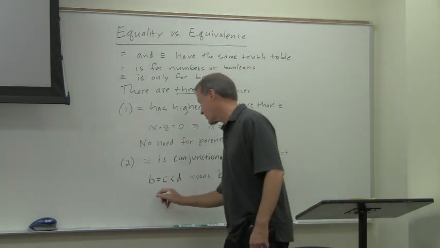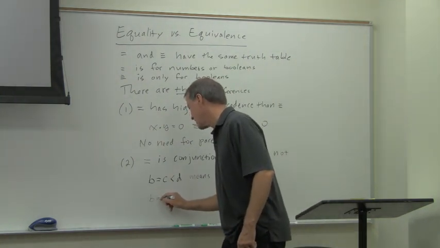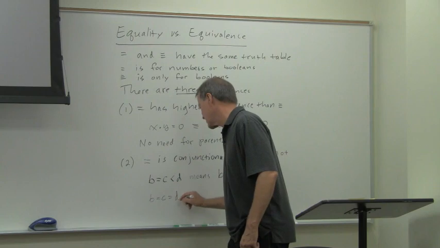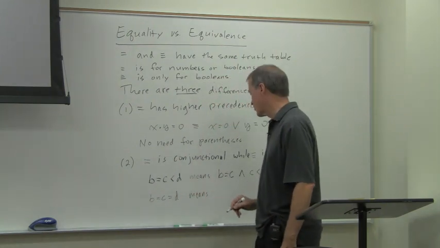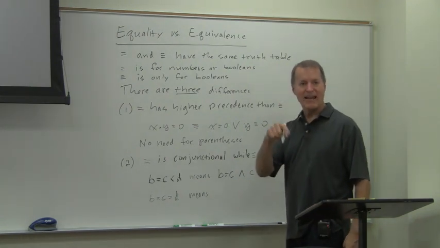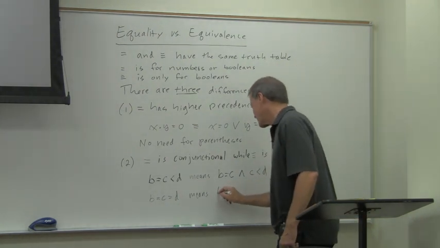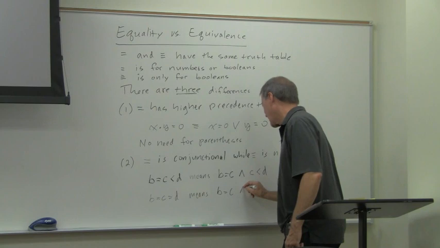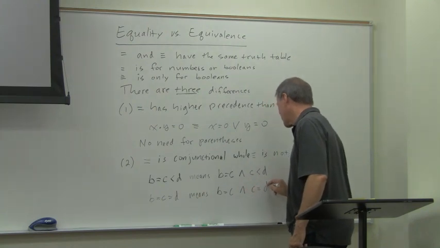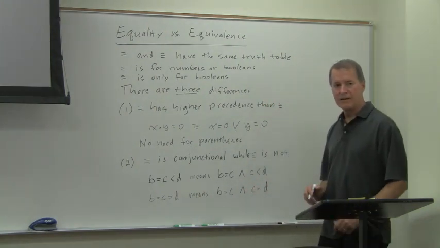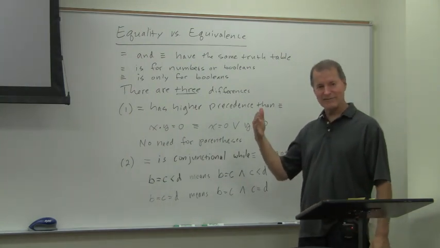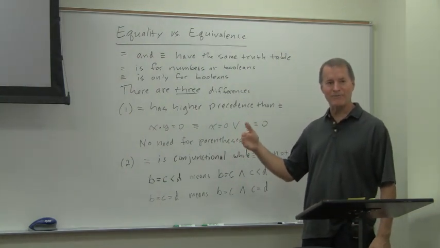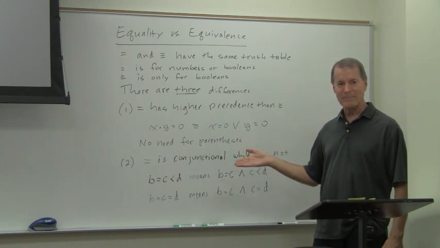And similarly, what about B equals C equals D? What does that mean? They're all the same. Well, you can conclude that, but really it means B equals C and C equals D. And then B equals D comes as a conclusion you make due to transitivity.